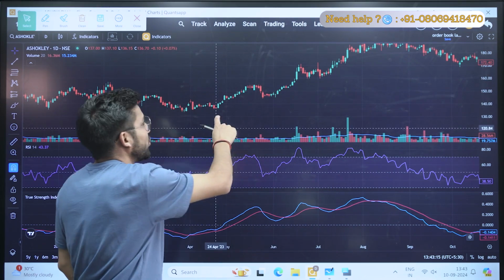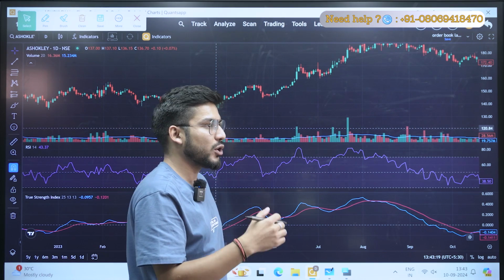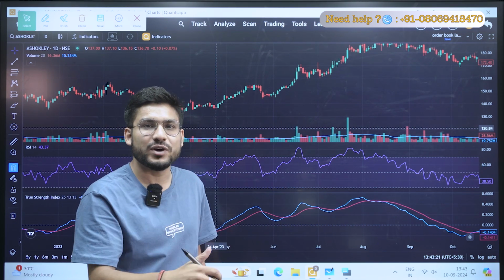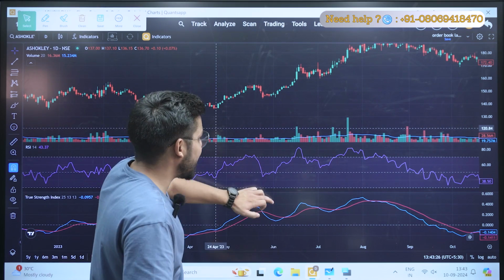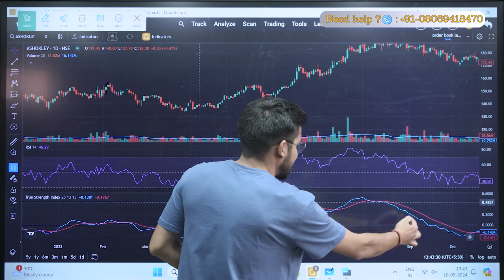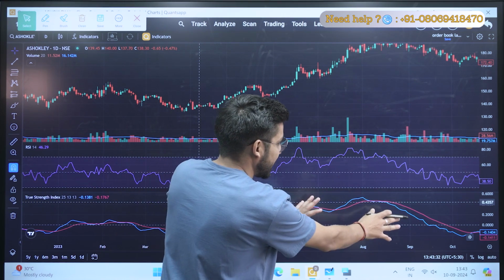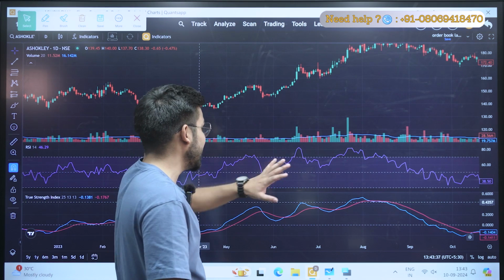Whether you want to hold it for a short term, like 6 days, 7 days for a swing trade, or you want to hold it for 1 month, 2 months, or a longer time frame, it will also work. Let's see other indications also. For example, the true strength is positive and good in this region, so I don't have to care about this now. Now I will only see my RSI.